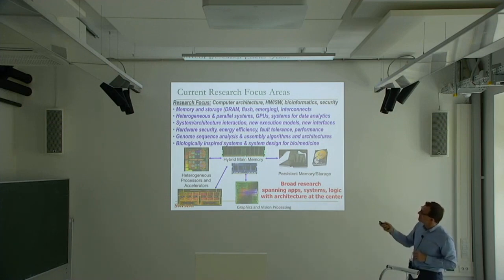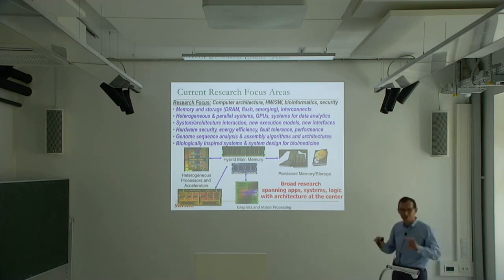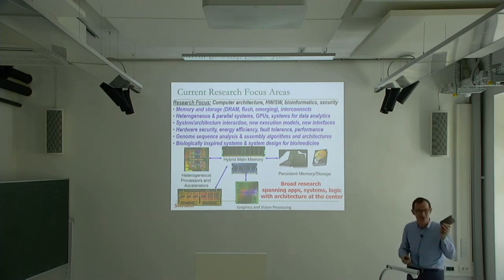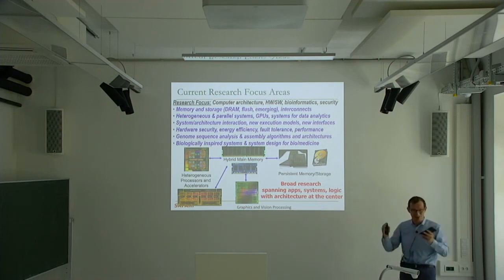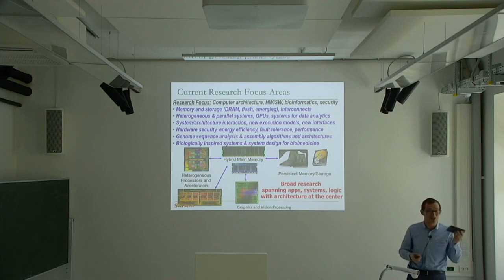Heterogeneous and parallel systems, graphics processing units, and systems for data analytics. I think these are buzzwords maybe, but all of the systems that we have today are heterogeneous and parallel. If you look at this one, this is actually one of the highest performance systems that we have today, given the energy budget. It's very energy efficient and high performance, but there's a lot of heterogeneity inside this, lots of hardware accelerators, for example.